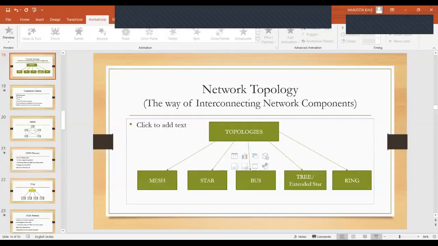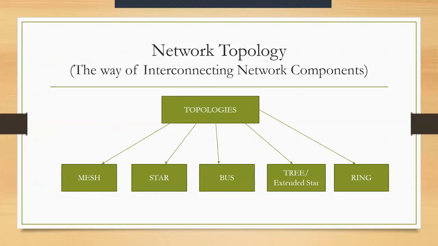In today's session, we are going to discuss network topologies, which is nothing but the way of interconnecting network components. The various topologies are given on the slide. We have mesh topology, star, bus, tree topology, which is also known as extended star, and ring topology. Combination of any two or more topologies is known as a hybrid topology. Now we will see each topology in detail.